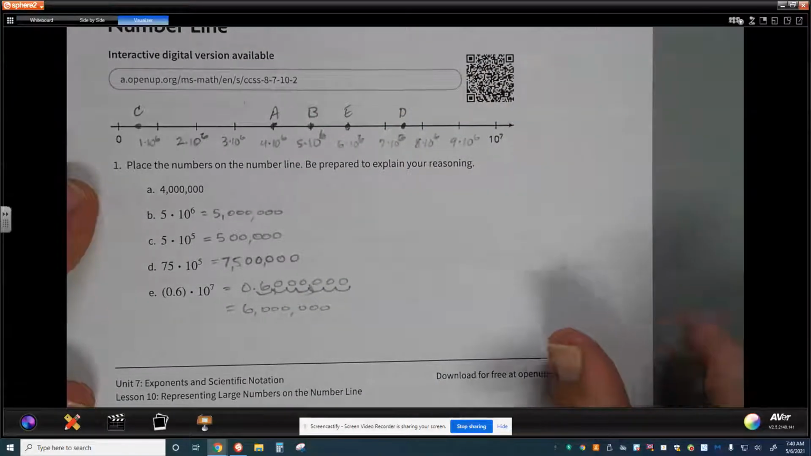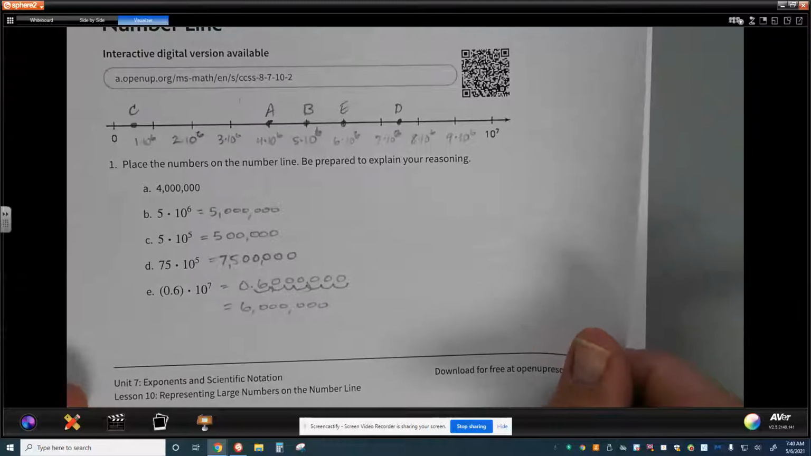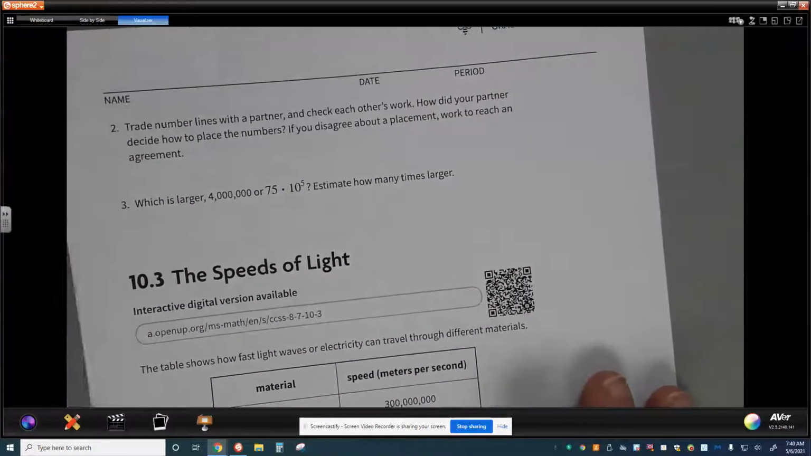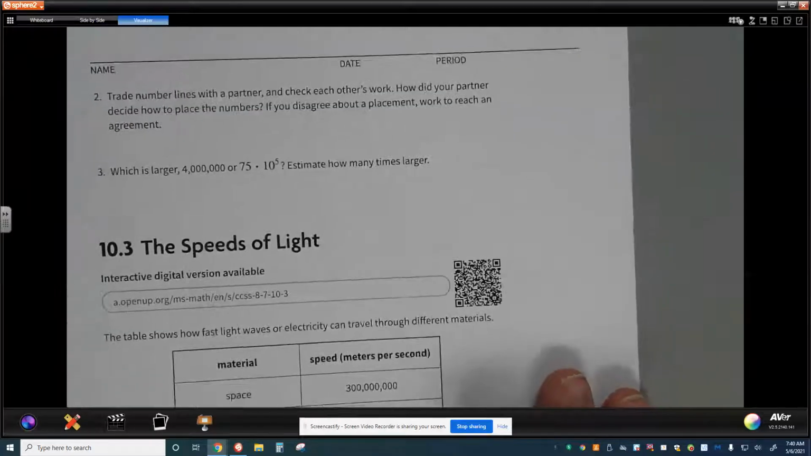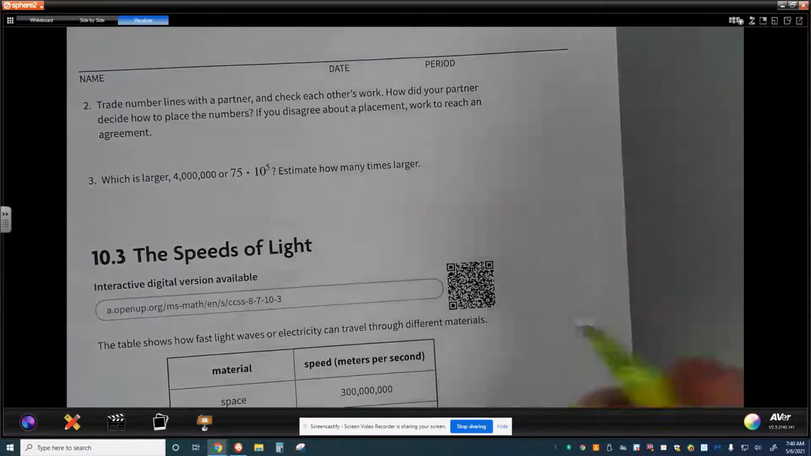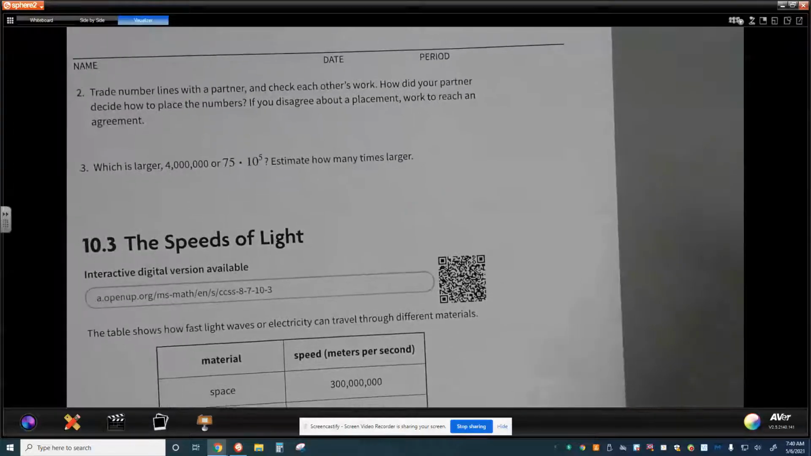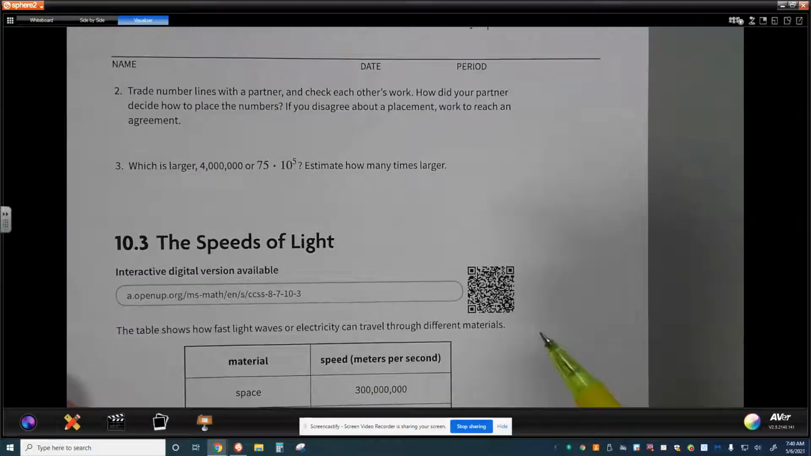All right, hopefully that's following along pretty well and tracking pretty closely. Let's go ahead and turn the page. It says try number lines with a partner and check each other's work. How'd they do? Decide where numbers are placed. If you disagree, that's okay. We won't be able to do that today.